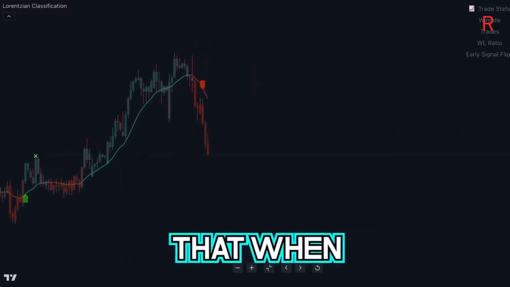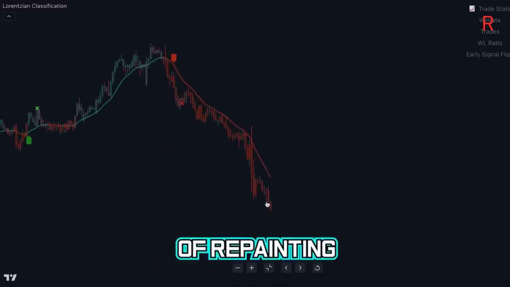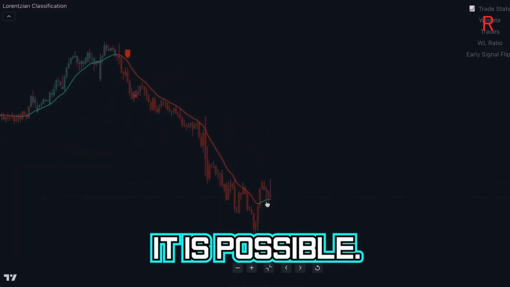However, you should be aware that when doing replay on this indicator, due to how data is delivered, there is also a chance of repainting. Though rare, it is possible.